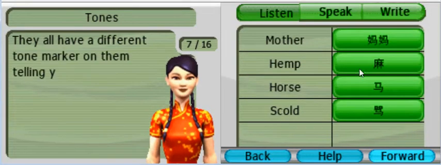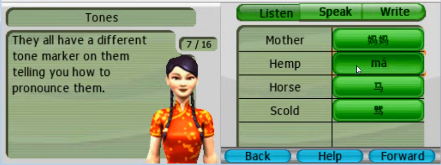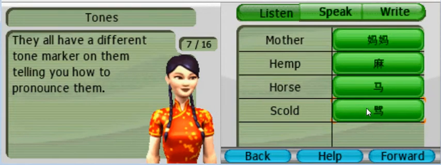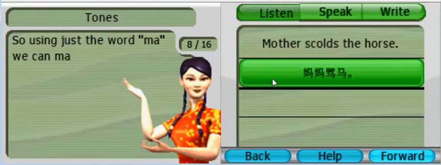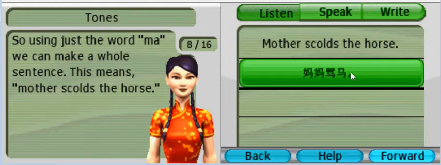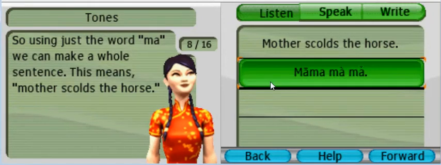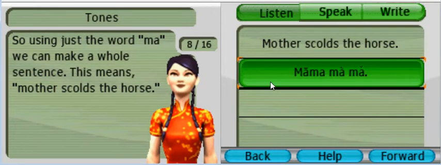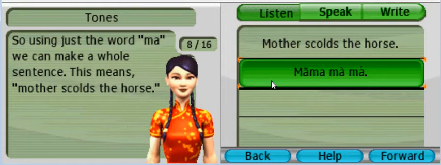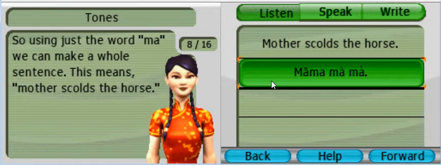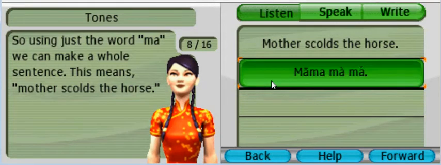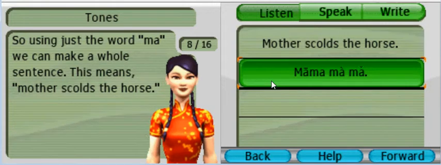Okay, so here we have the 4 words. And here they put 3 of the 4 words together to make a sentence. Mother scolds the horse. It all sounds the same to me. Oh my god, one more time. Ma ma ma ma. Oh my god, this is so difficult.